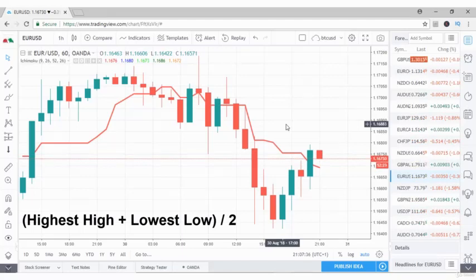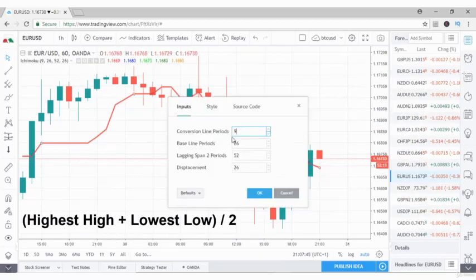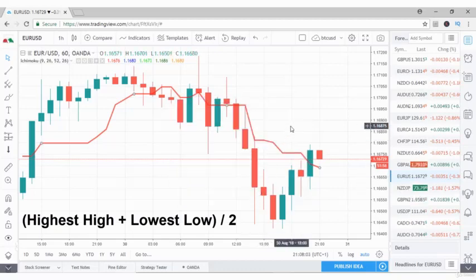Now we need to define a period for this formula. Highest high and lowest low for what period? The standard parameter for this line is 9. This means that the 2 points are calculated over the last 9 candles on the market. We are going to leave all the parameters like the original setup, so we will leave 9 for the red line.